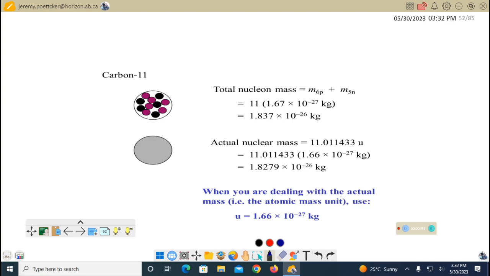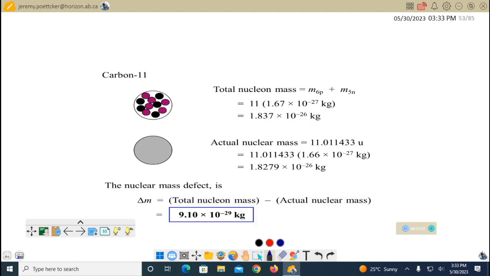Okay. So now, the actual nuclear mass is 11.011433 U. And when you're working with these actual masses, like the atomic mass unit, we use this value here. U is equal to 1.66 times 10 to the negative 27 kilograms. As far as I have looked on your data sheets, I've looked so many times and never seen it, there it is. In your list of constants, the atomic mass unit, U is equal to 1.66 times 10 to the negative 27 kilograms. It is given to you.